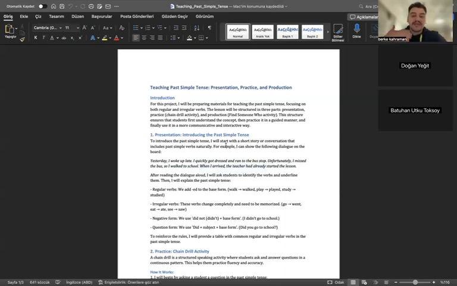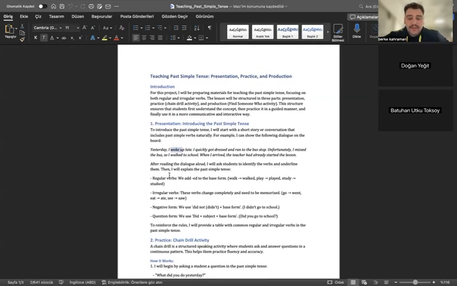After reading the dialogue aloud, I will ask students to identify the verbs and underline them. Then I will explain the past simple tense. For example, here we have a past simple: woke up. Naturally it's wake up, and in the past, it's woke up. It will be like that.